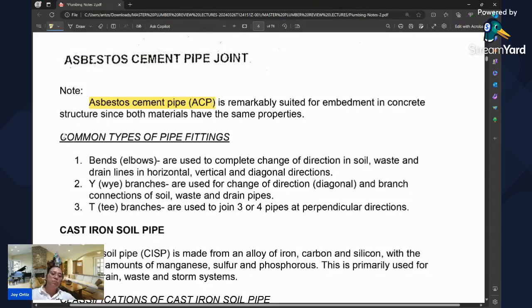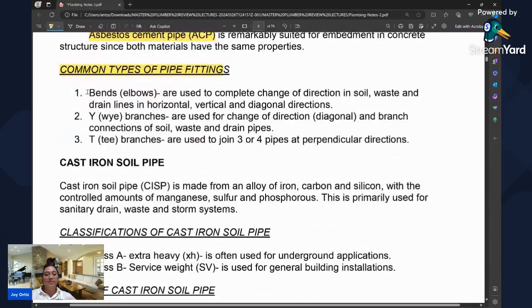Okay? So, ito po yung mga common types of fittings natin. You have the bends or the elbows, used to complete change of direction in soil, waste, and drain lines in horizontal, vertical, and diagonal directions. We have also the Y branches, yung nagsasalubong po siya. These are used to change directions, diagonal, and branch connections of soil, waste, and rain pipes. We have also the T branches. That's T branches, used to join three or four pipes with perpendicular direction.